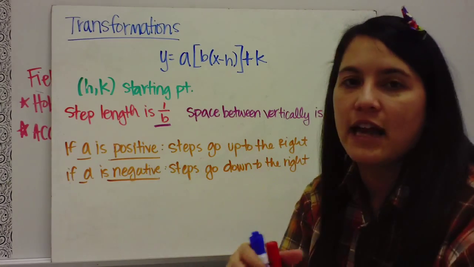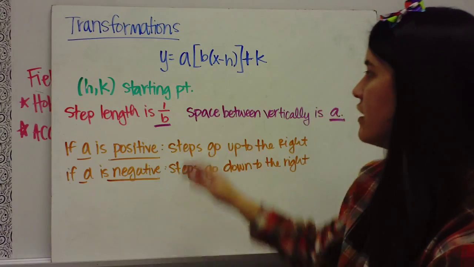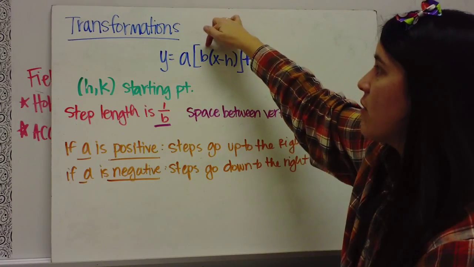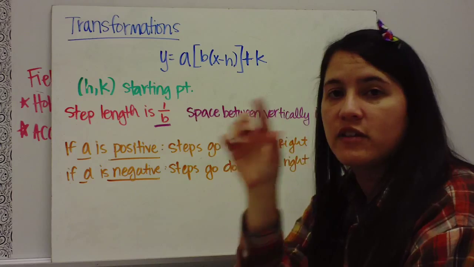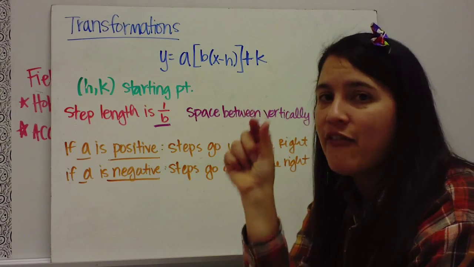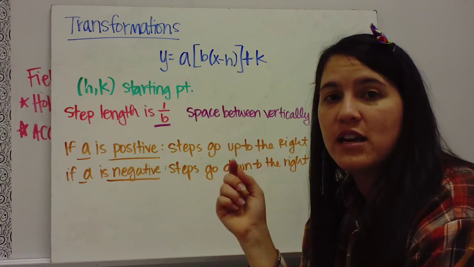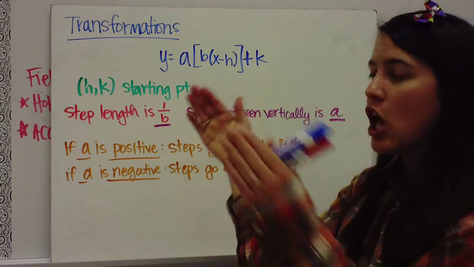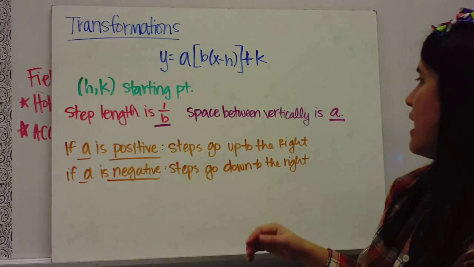Your step length, this is how long the steps are. It's going to be 1 over b. So this value right here, if b is 1, then your step length is just going to be 1 unit. If b is 2, then your step length is going to be half a unit. If b is a half, then your step length would be 2 units long. So that's how long your step unit is.